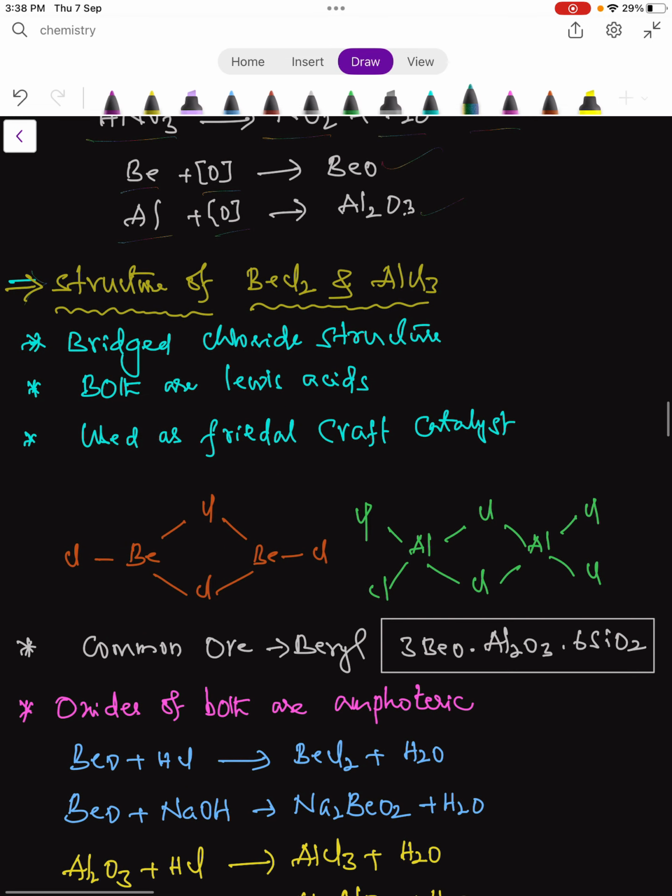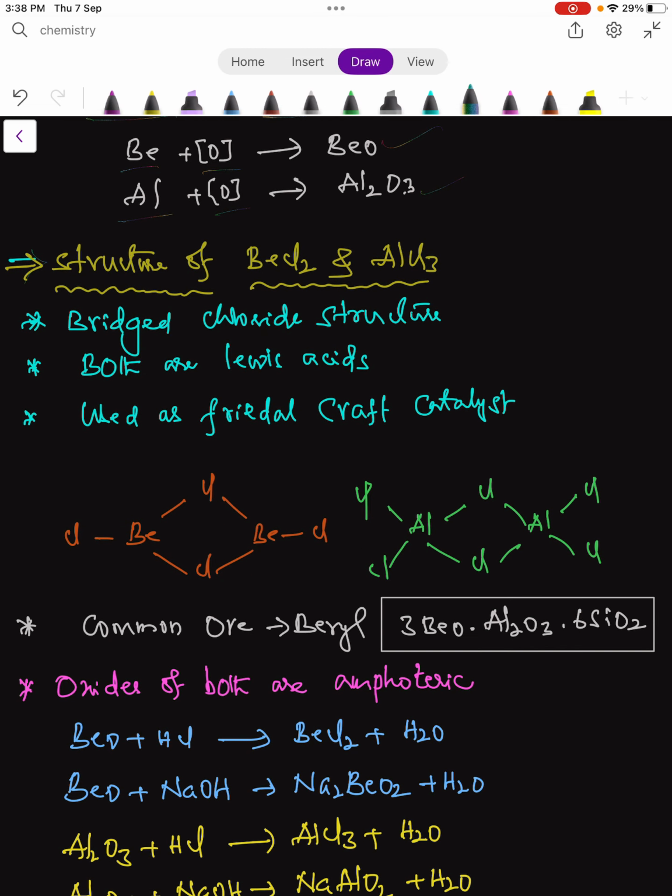Now let us see the structures of BeCl2 and AlCl3. Here you can see bridged chlorine atoms in the structures of BeCl2 and AlCl3. In BeCl2, two beryllium atoms are connected with chlorines, and these chlorines are acting as bridges. And here two aluminiums are connected with chlorines, which means the chlorines are acting as bridges.